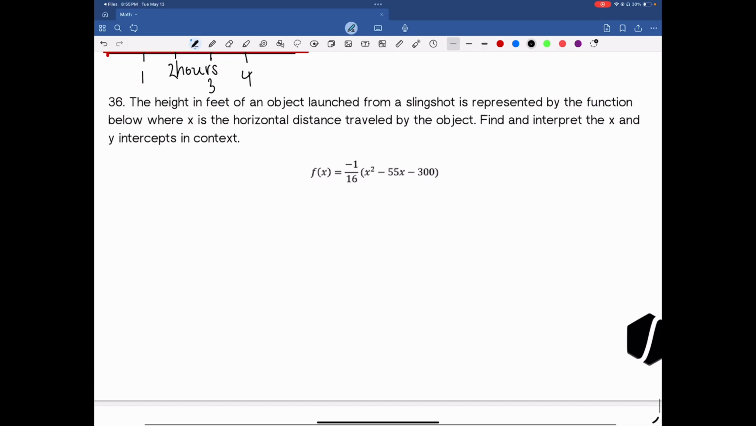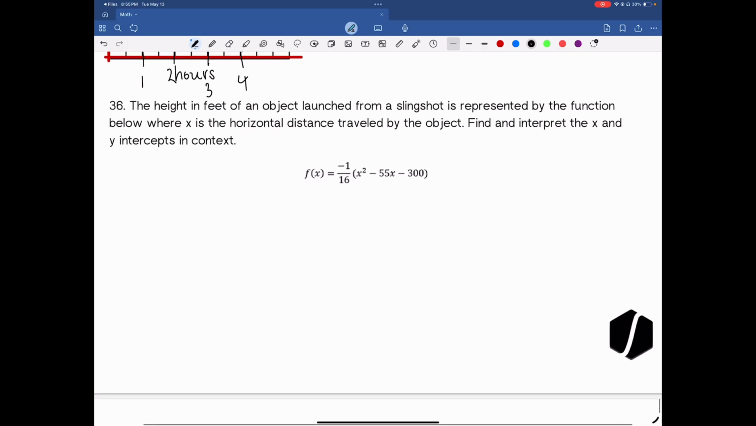Height in feet of an object launched from a slingshot is represented by the function. X is the horizontal distance traveled by the object. Find and interpret the x and y intercepts. Okay, so x and y intercepts. The y-intercept is when x is 0. So we're just going to figure that out.